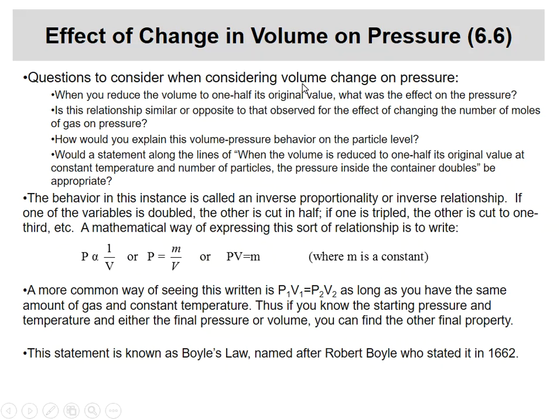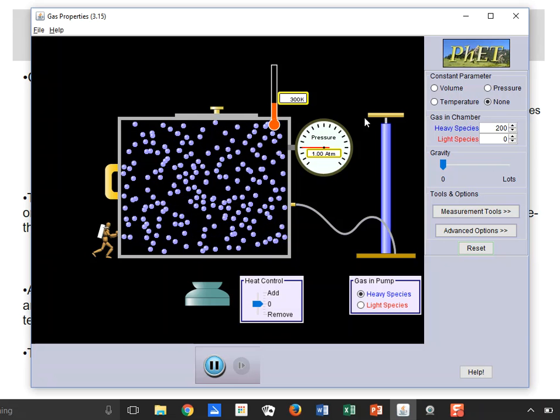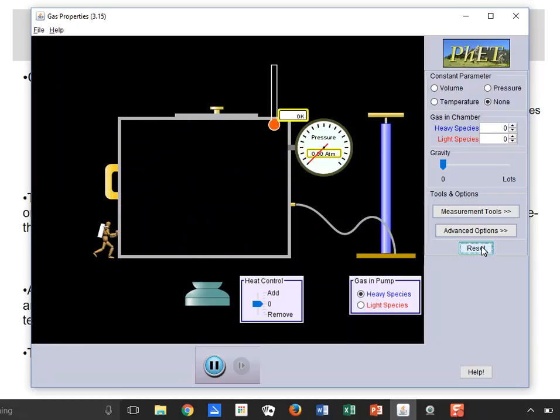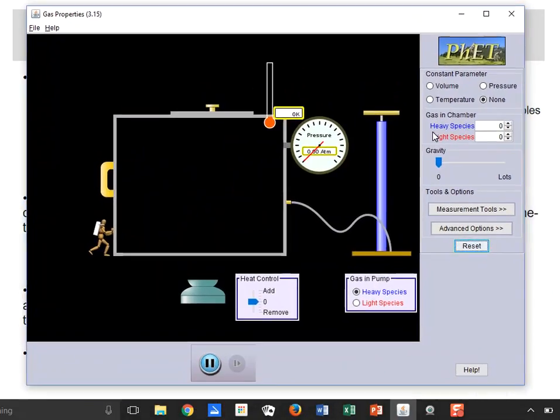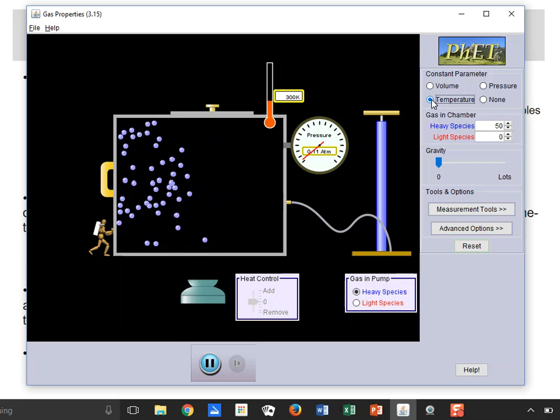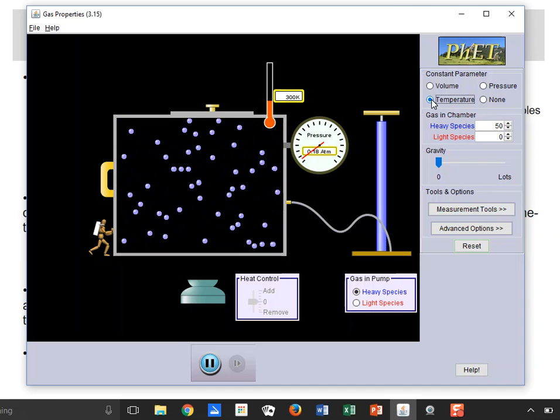So I'm going to go back to the simulation now. I'm going to go ahead and reset it. We want to look at volume on pressure, what the effect of volume changes on pressure. So let's put in like 50 particles or something like this. Put 50 in here. And what we want to do is look at volume and pressure. We're going to keep the temperature constant. We don't want the temperature changing in this process. This is a simulation. It does goofy things sometimes. So we'll tell the temperature not to change, and we'll see how well it works out.